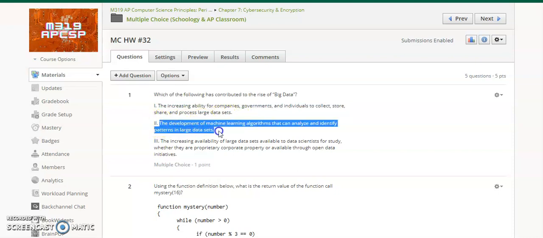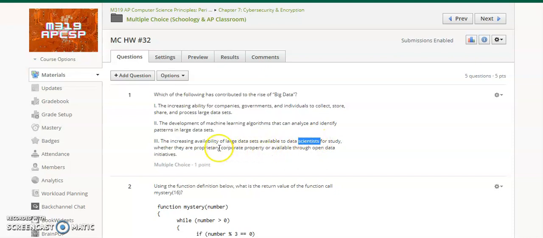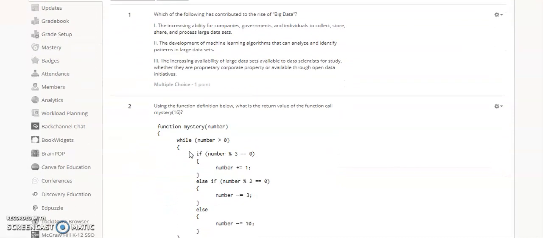What about the development of machine learning? These are algorithms that can learn and process data sets and find patterns that us humans couldn't. That sounds like a really good reason to keep finding large data sets, because we now have the technology to process those. And then what about the increasing availability, whether it's from data scientists or proprietary data? Again, there's just so much data out there being collected, being sent, being published for us that we really want to use all the means we have to process this stuff. So all three of these are actually contributing to the rise of big data.